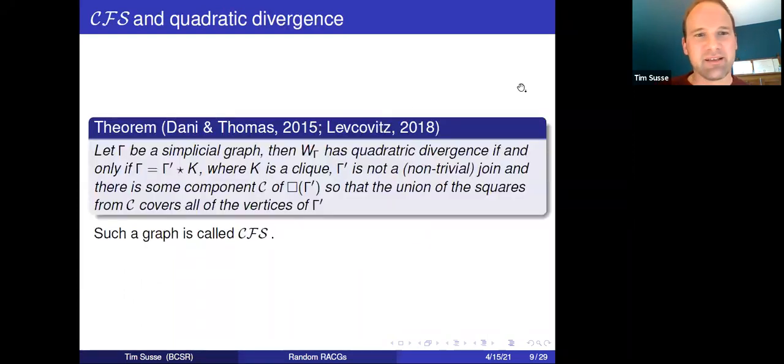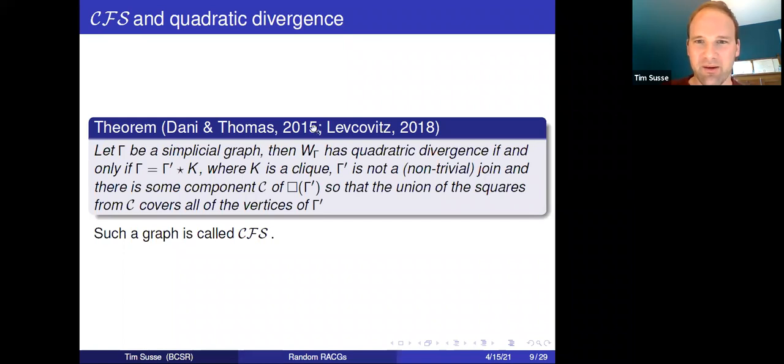So a theorem of Dani and Thomas, and also later Levcovitz, tells us that if gamma is a simplicial graph, then the right-angled Coxeter group W gamma has quadratic divergence if and only if gamma is a join of gamma prime and K, where K is a clique. That corresponds to some finite subgroup that we can just tear off. And gamma prime is not a non-trivial join, and there's some component of the square graph of gamma prime so that the union of the squares from that component covers all vertices of gamma prime.